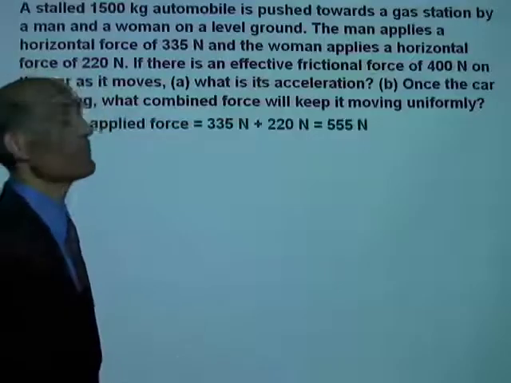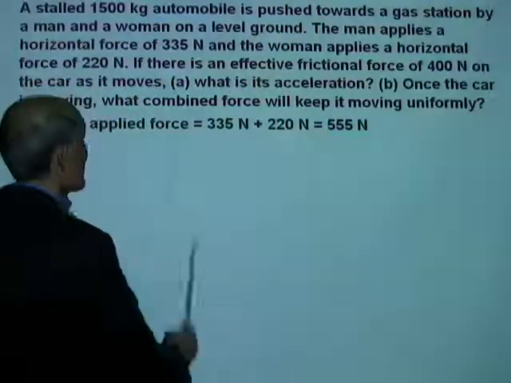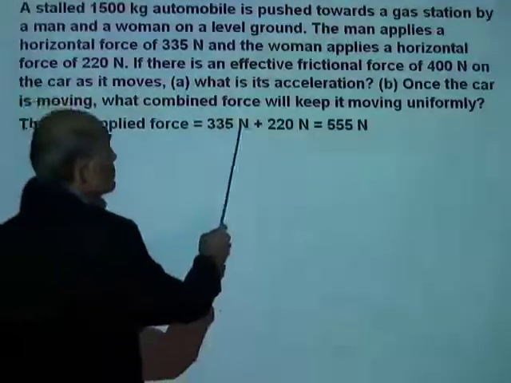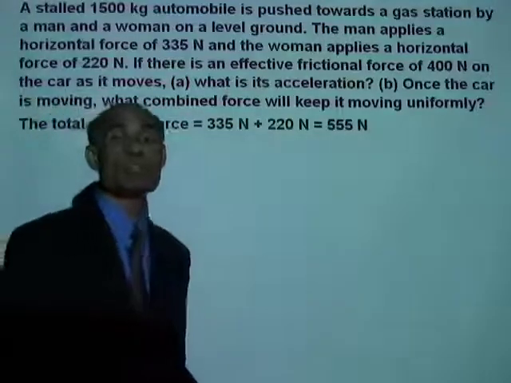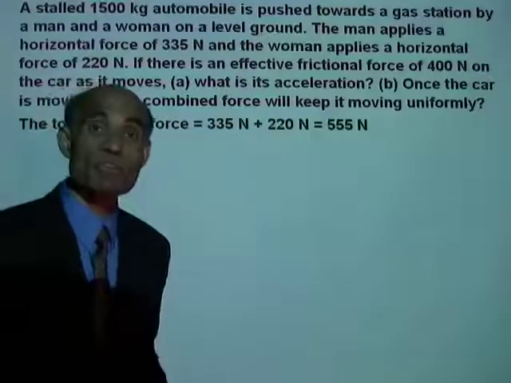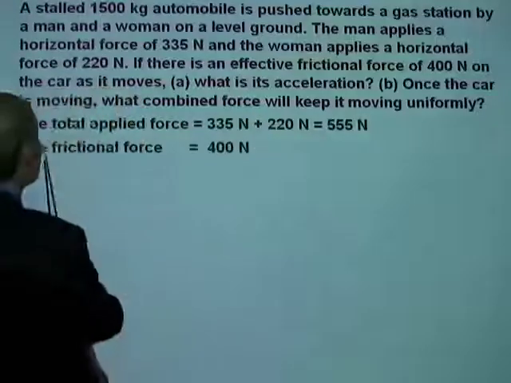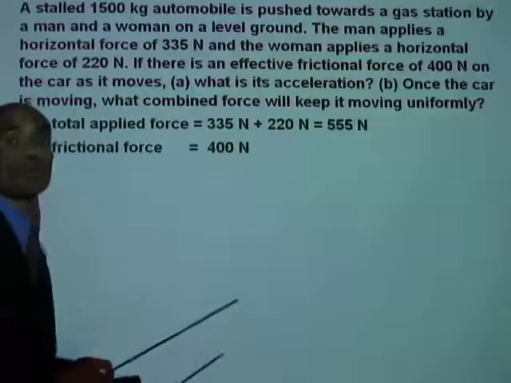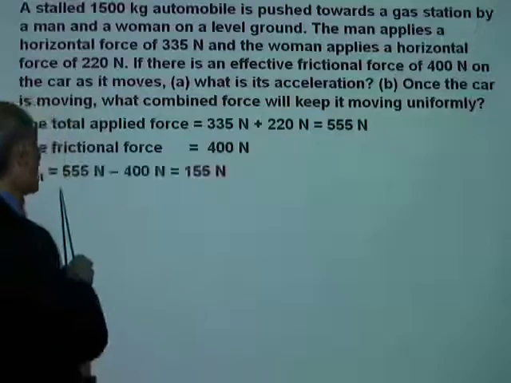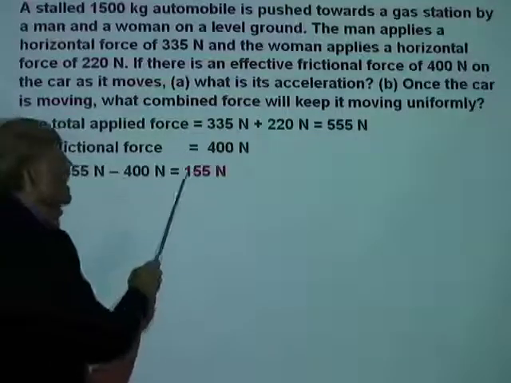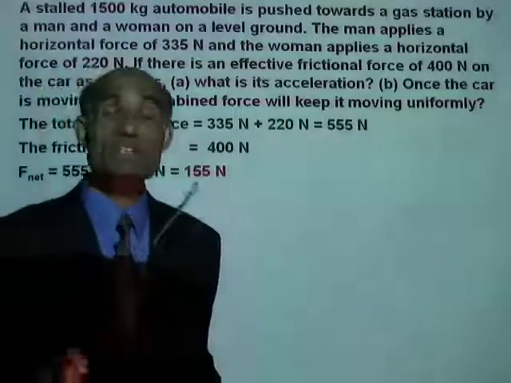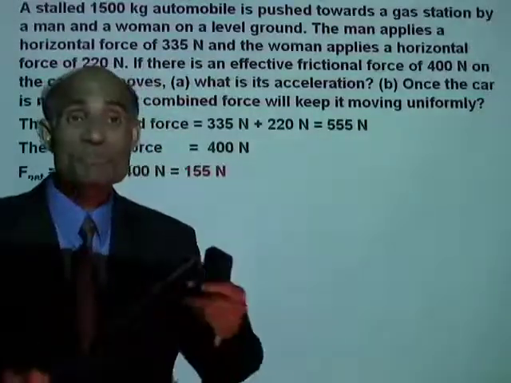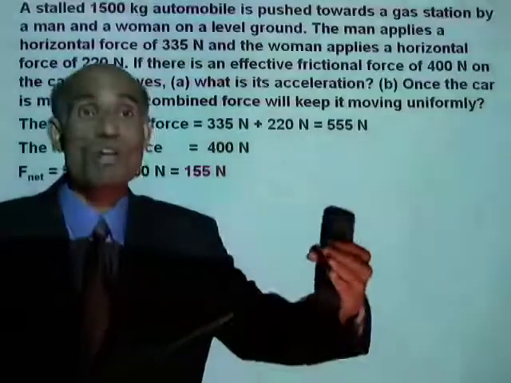All right, let's set it up. The total applied force is 335 Newton plus 220 Newton, that is 555 Newton. And the frictional force is 400 Newton. Therefore, the net force on the car now is 155 Newton. It is this net force that produces an acceleration on the car.